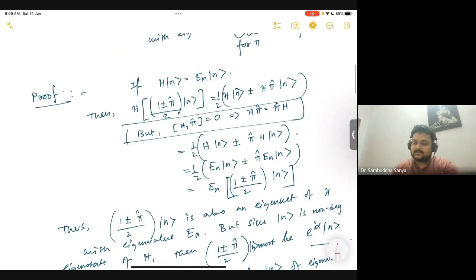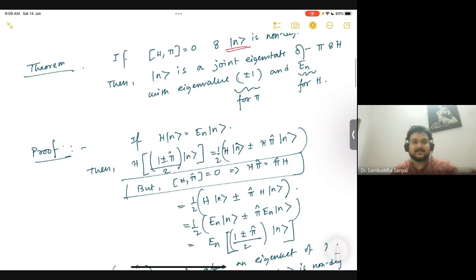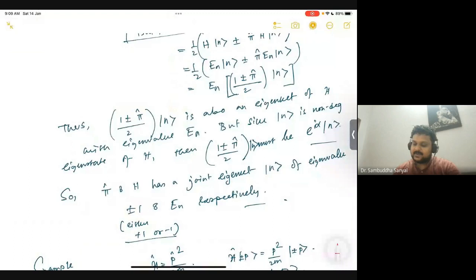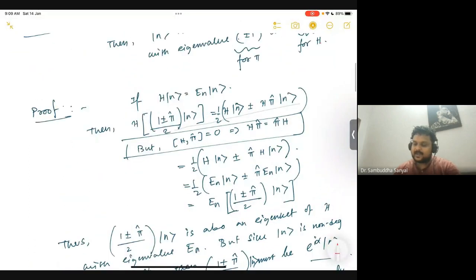Okay, so the proof goes as follows. All you have to do is take the parity eigenstate and prove that it is an H eigenstate also. So that's what we did. We took the parity eigenstate and plugged it into the H eigenvalue equation. That means HΠ|n⟩, but we know H and Π commute, so HΠ is equal to ΠH. I flip this here, and then H acting on |n⟩ will give me E_n, so this is also giving me E_n. I take out the E_n, and I get back this. Okay, so this was the proof.